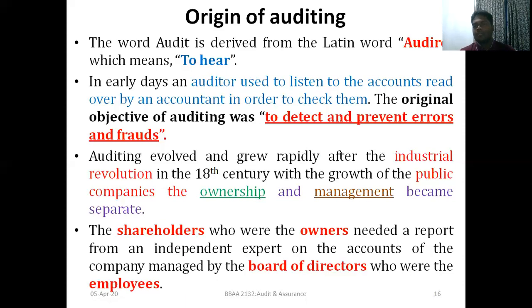So you can assume that when Target PLC issues 10,000 ordinary shares, a maximum of 10,000 people can purchase the shares, one share to one person. So 10,000 shareholders are there in Target PLC. So 10,000 owners are there.